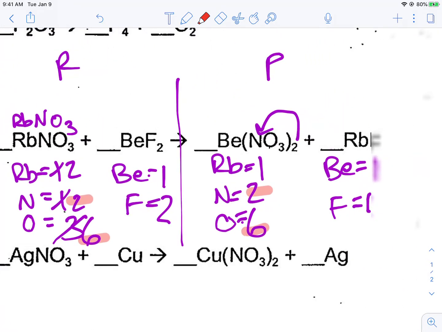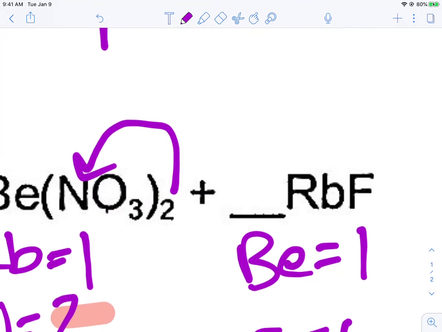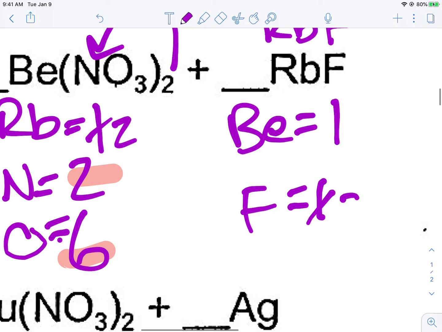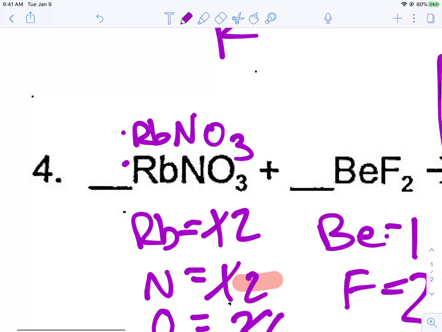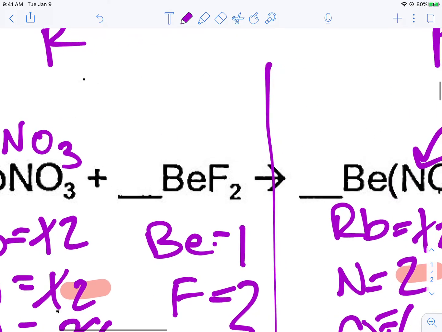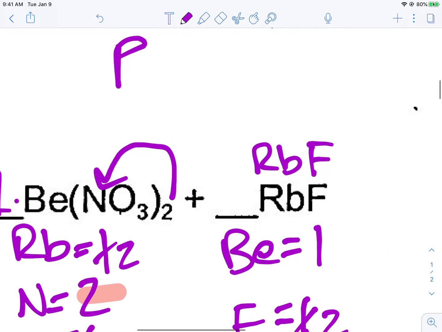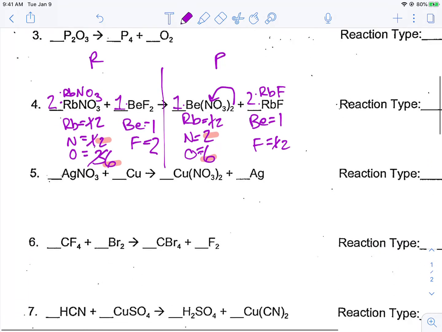Rubidium is not. So I need more rubidium and fluorine on the right side. Conveniently, they go together. So I'm going to add RbF, and now I have two rubidiums and two fluorines. So now I balance the equation by writing in the coefficients. I got two of these guys, so I write 2. I've got one of these guys, so I write 1, and 2. So it's 2, 1, 1, 2. Now there's another way, a shortcut you can take when you're dealing with these, and I'm going to do it this way on the next one.